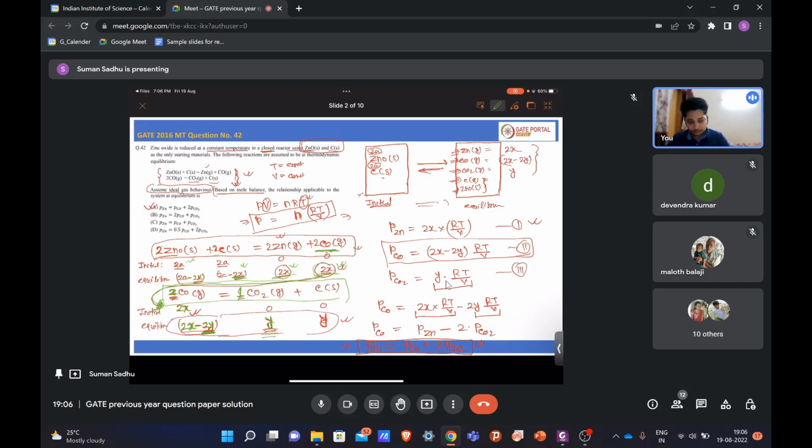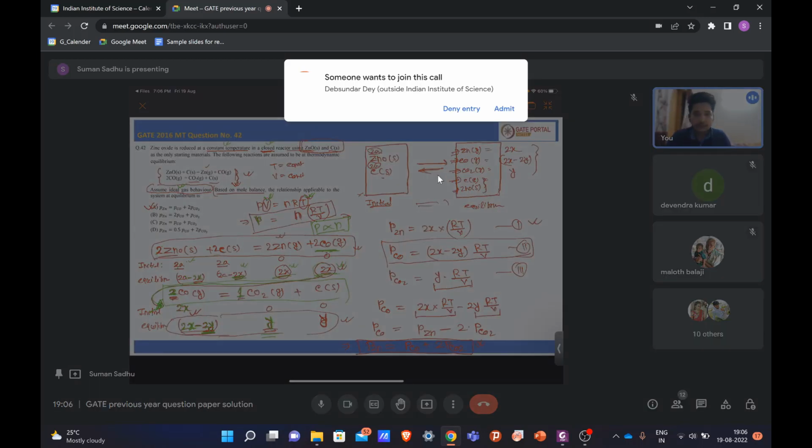Now from the question you can see that constant temperature and closed volume are mentioned. So that means temperature is constant and volume is constant. Now assuming ideal gas behavior, P is proportional to n, right? P is proportional to n. That means the total pressure will be given by the partial pressures, that is the total number of moles.